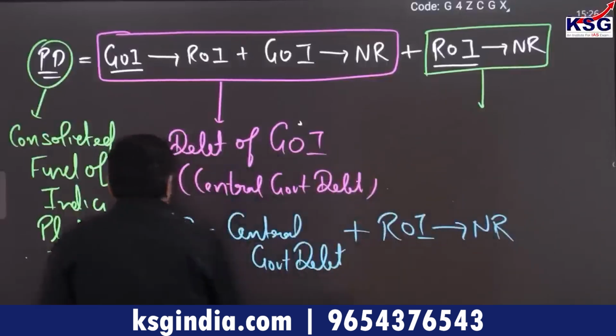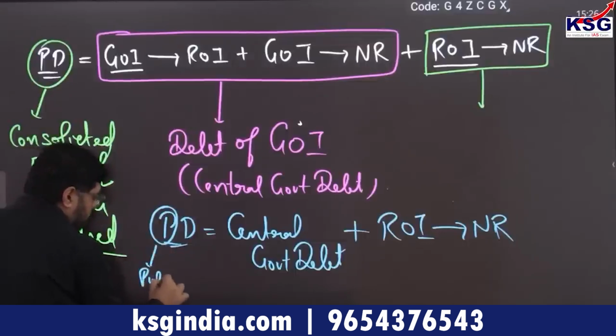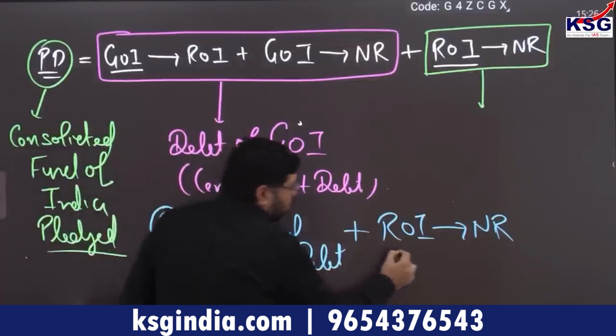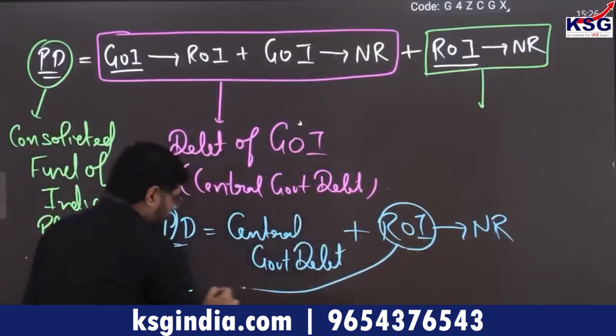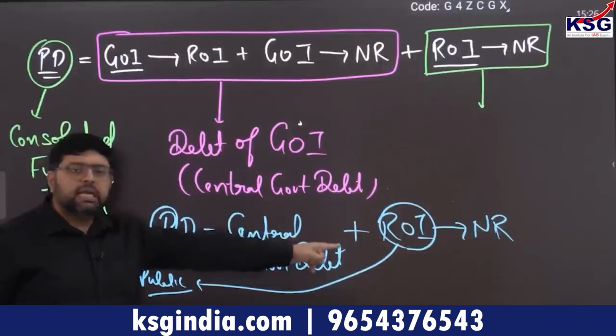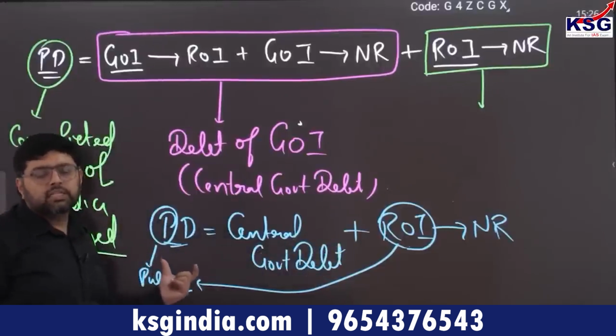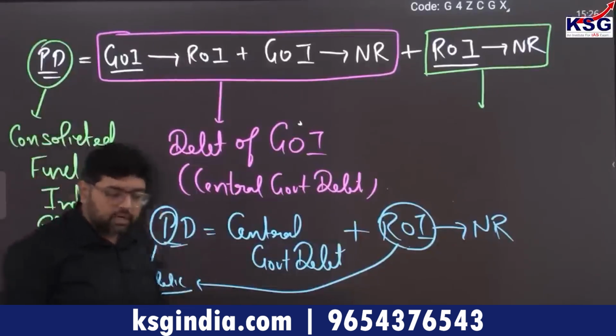Ultimately, why are we using the word public? Because we are maintaining the record of this also: that if the public has taken borrowing from outside, we are maintaining that record too. That is why we use the word public debt. Is it clear to you?